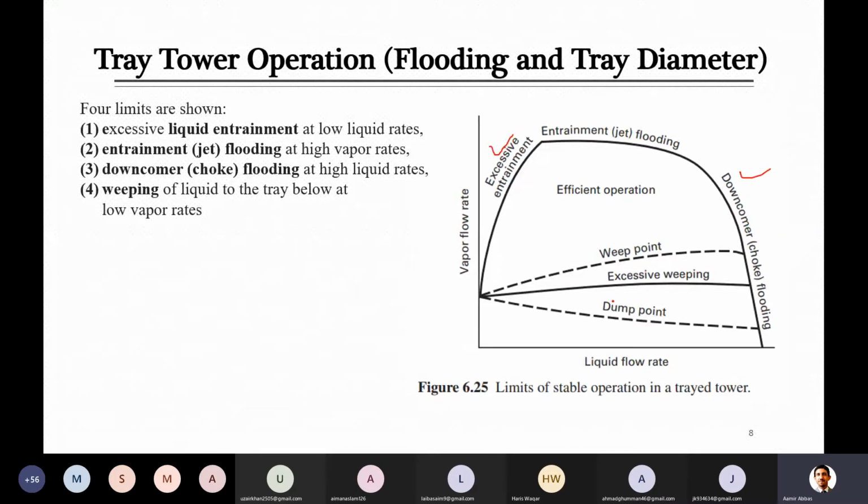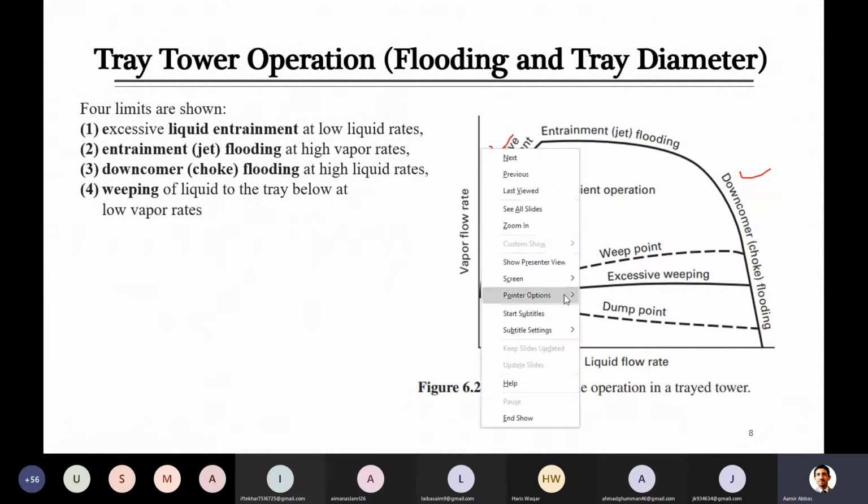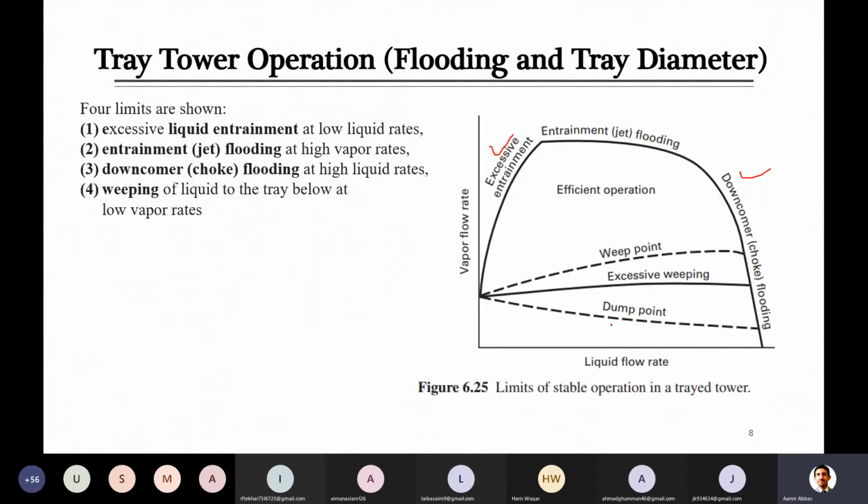Dump point is that point where the vapor flow rate becomes too low, and all the liquid passing through the tray will just come towards the plate below through these perforations or the passage of the vapor. So all the liquid going from one plate to the next plate will be moving down through the vapor flow area or through the perforations, and none of it will go to the downcomer. So that is called the dump point.